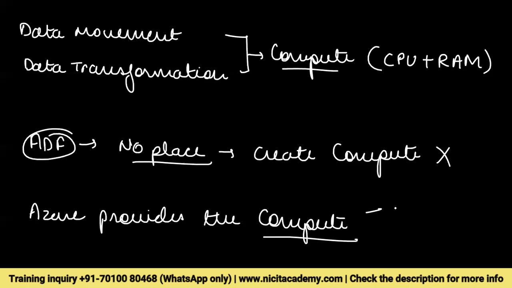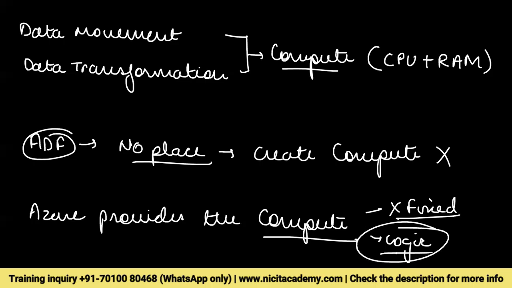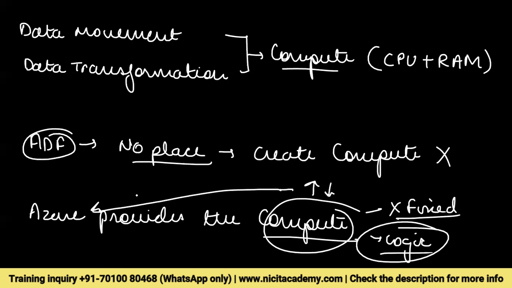This compute is never fixed. It depends on your logic, whatever data movement you've defined, whatever data transformation you've defined. Based on that logic, the compute will be provisioned. If there is a requirement to scale up or scale down the compute, who will take care of it? Azure. Azure will take care of it from the backend itself. You don't have to do anything.